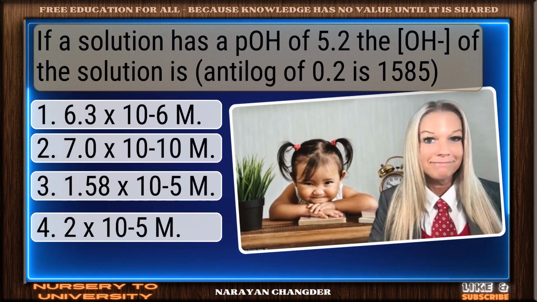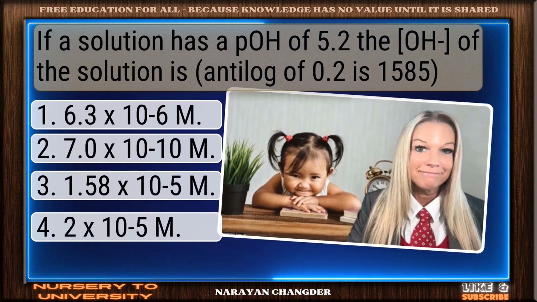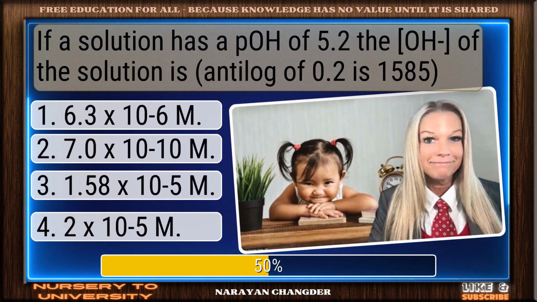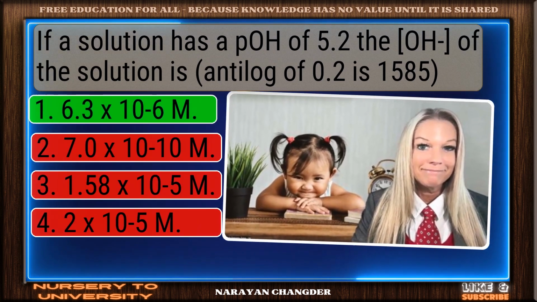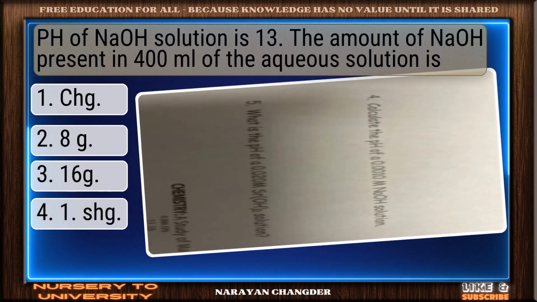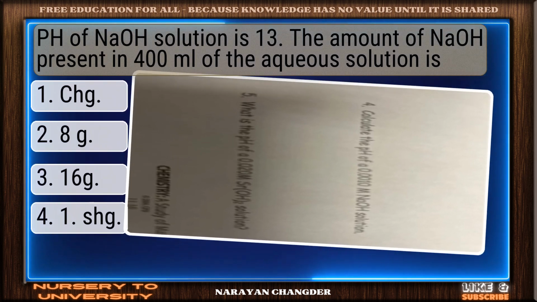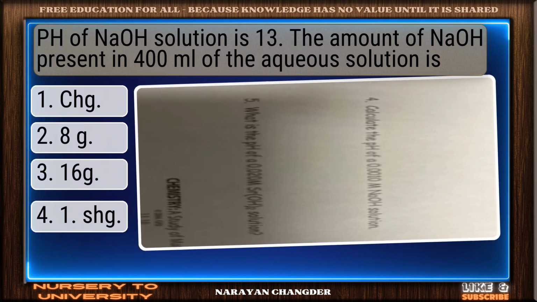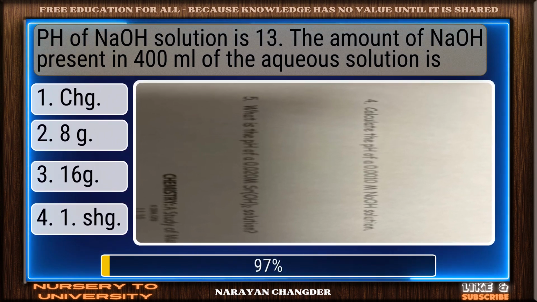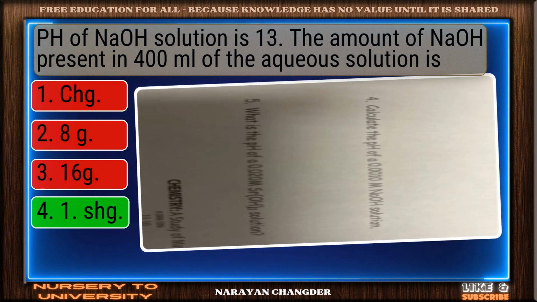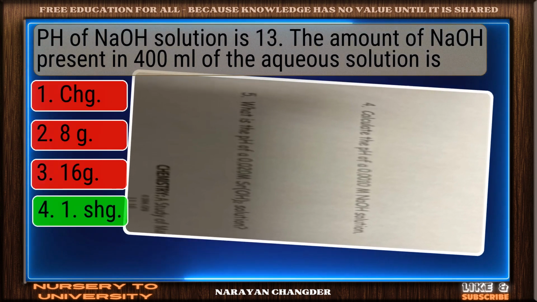If a solution has a pH of 5.2, the concentration of the solution is. Solid response, 6.3 x 10^-6 is a valid choice. pH of NaOH solution is 13. The amount of NaOH present in 400 ml of the aqueous solution is. Well done. 1.6 is the right choice.